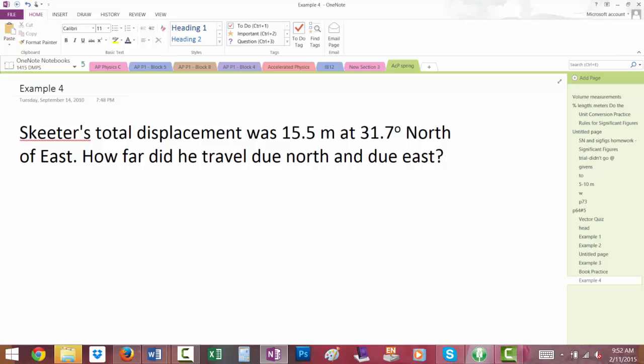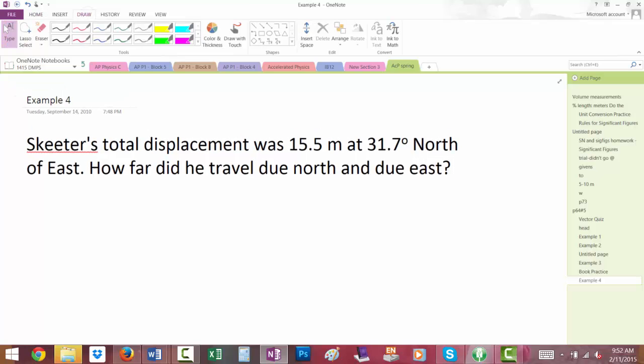Does that make sense? So for this kind of problem, go ahead and draw your axis, just like we have in the past. And figuring out where to draw this vector is really quite important. We know the magnitude, the size, is 15.5. But you can draw a 15.5 meter vector any which way, right? The thing we really care about here is the direction.